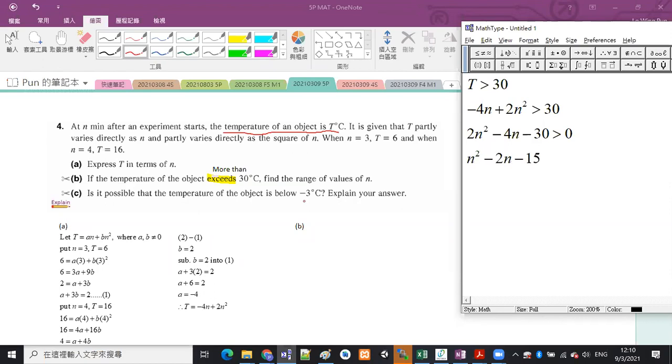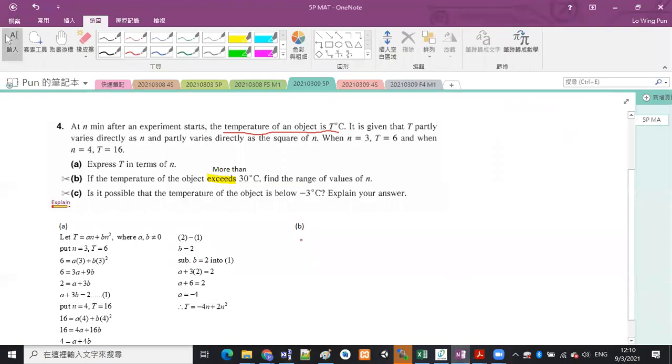Okay, so 2n squared over 2 is n squared, and then minus 2n minus 15 is larger than 0. Okay, so let me paste it here first. And then because we have a quadratic inequality, so we are going to use the happy face method. Like this.